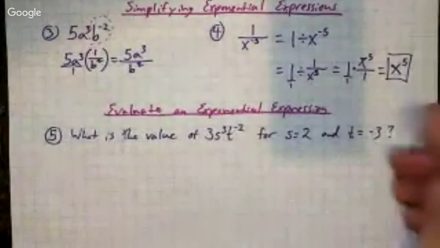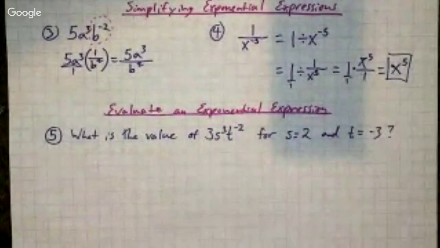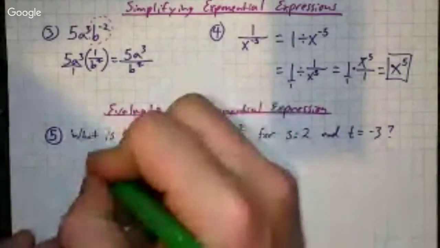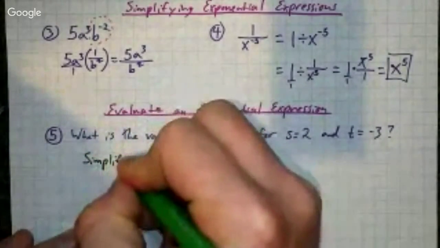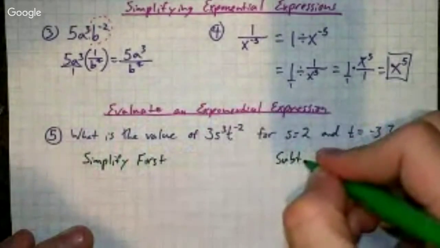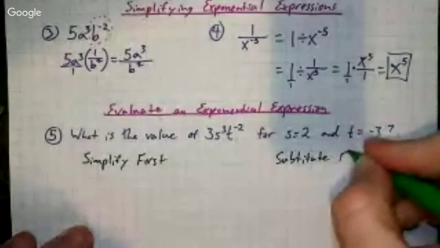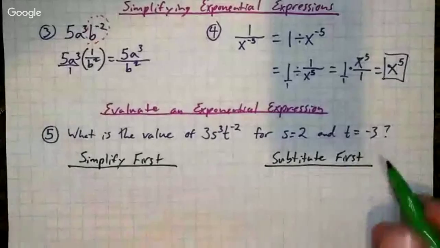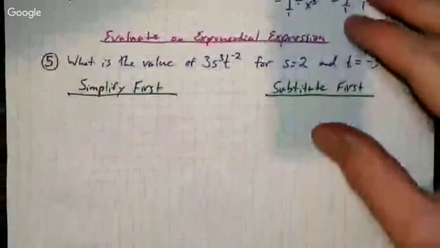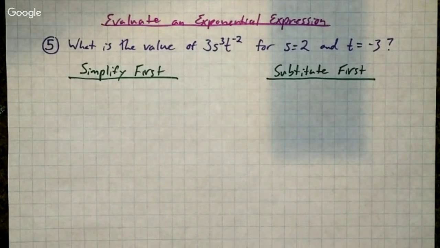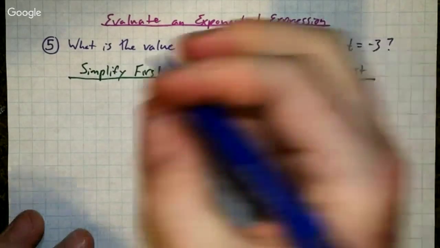Okay, so we have all the pieces. Now we just need to solve. Now there are two ways to do this. You can either simplify first, or you can substitute first. It's really up to you which way you'd like to do it. So I'm going to go ahead and do both of them so you can see both. But it's just basically up to what you prefer. You'll get the same answer in the end. We're going to simplify first. Let's go ahead and simplify.